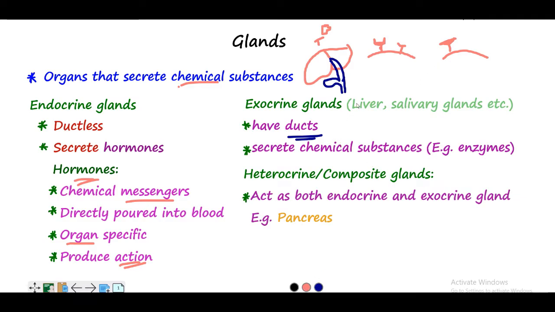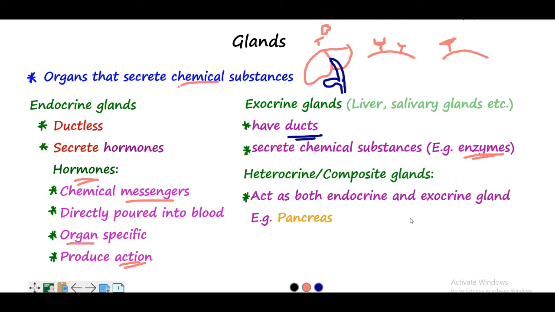As I said here, exocrine glands have ducts. They secrete chemical substances that are not hormones. So these are enzymes. One example of them is enzymes. So one of the secretions of exocrine glands is enzymes, in majority. So then we have other things as well that exocrine glands secrete.